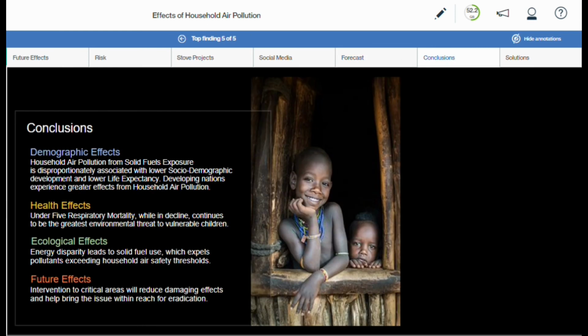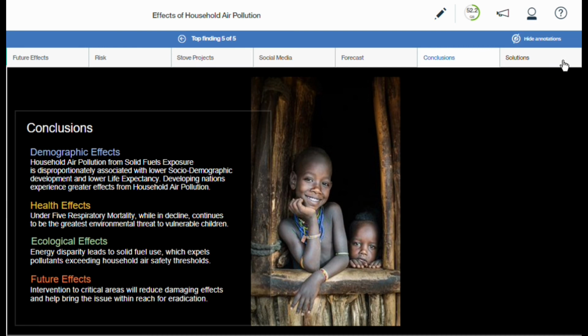Conclusions: demographic effects. Household air pollution from solid fuels exposure is disproportionately associated with lower socio-demographic development and lower life expectancy. Developing nations experience more effects. Health effects. Under 5 respiratory mortality, while in decline, continues to be the greatest environmental threat to vulnerable children. Ecological effects. Energy disparity leads to solid fuel use, which expels pollutants exceeding household air safety thresholds.